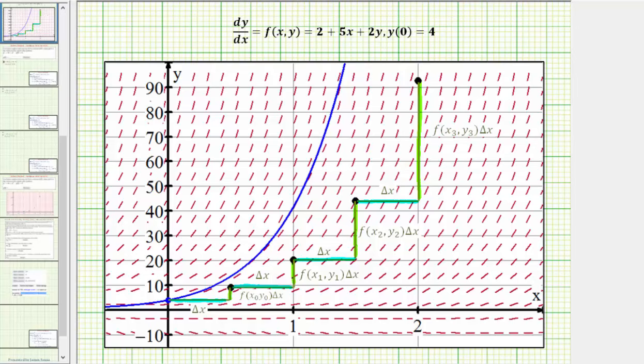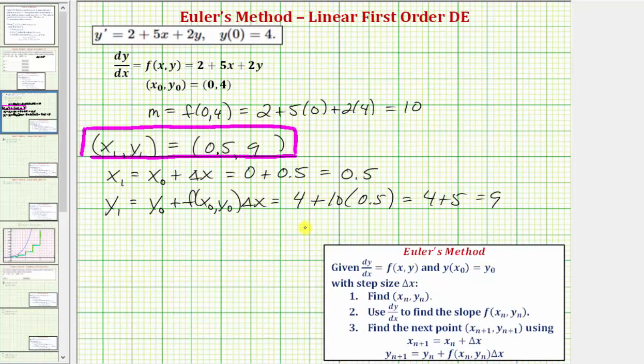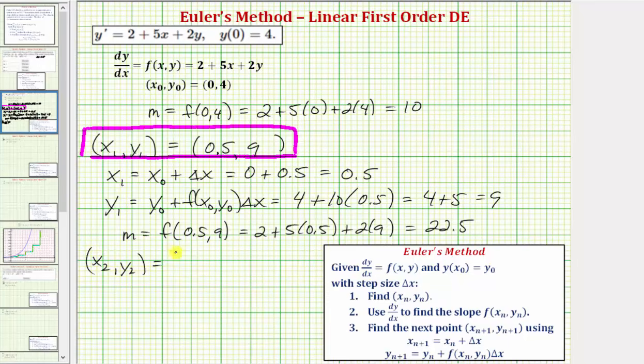Now going back to our work, remember our next step here is to find the slope at this new point, which is equal to f of 0.5 comma 9, which would be 2 plus 5 times 0.5 plus 2 times 9, which equals 22.5. So x sub 2 comma y sub 2 is going to be equal to, well, we know x sub 2 is going to be equal to x sub 1, which is 0.5, plus delta x, which is also 0.5. So x sub 2 is equal to 1.